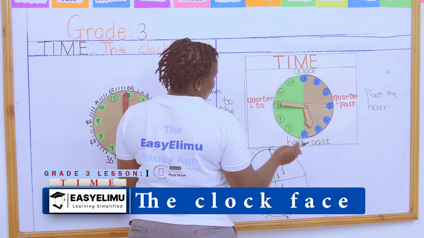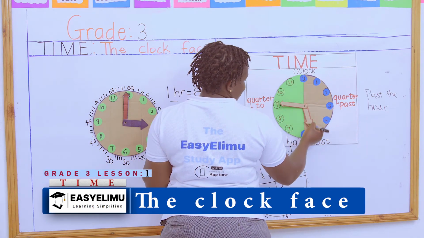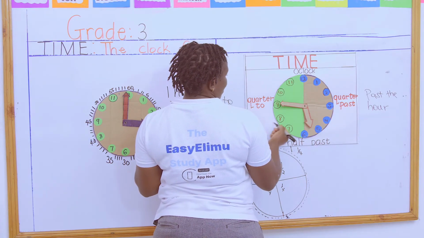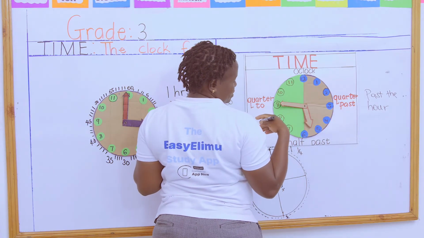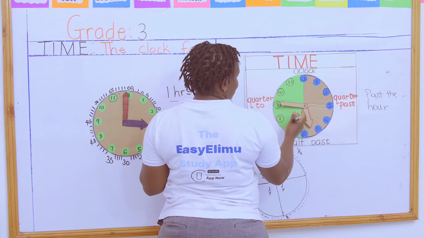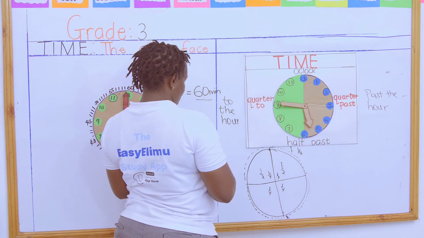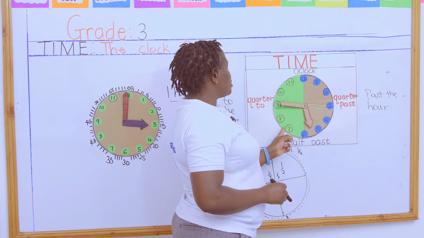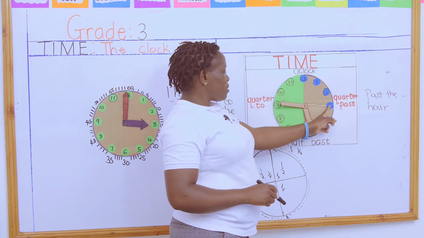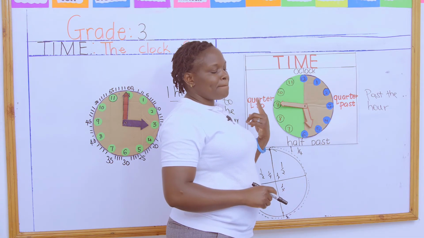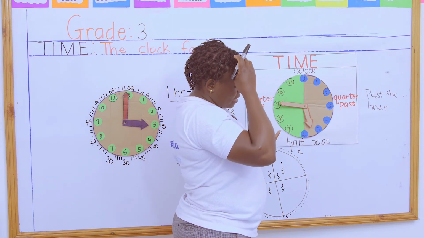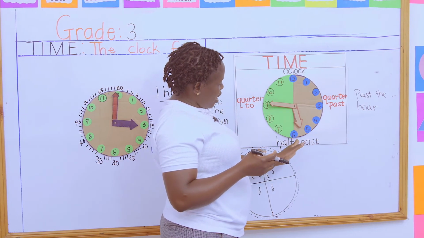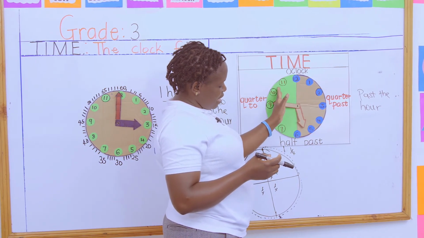So when you talk about the clock face, the clock face is divided into two main parts, past the hour and to the hour. The brown part shows past the hour and the green part shows to the hour. So any time you tell time on this side, it should be to the hour. And any time you talk about time on this side, it should be past the hour. Is that okay? So we have said a clock face is divided into two halves. This is a half and this is a half.